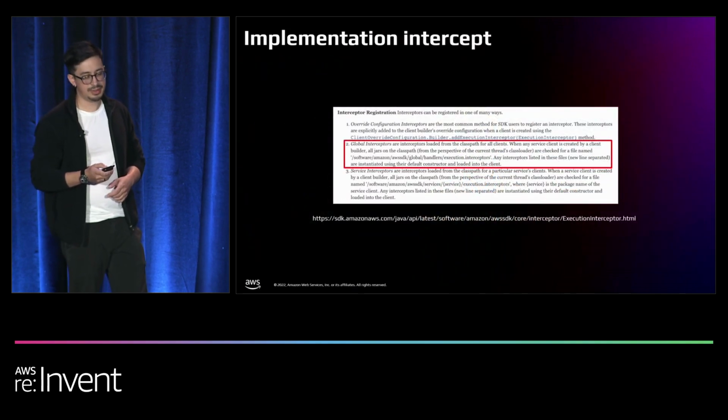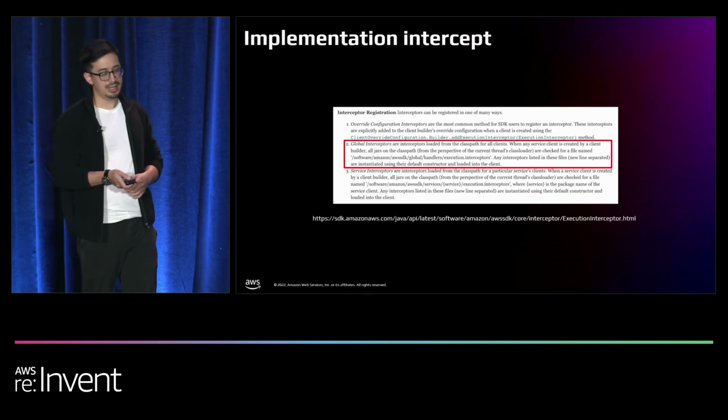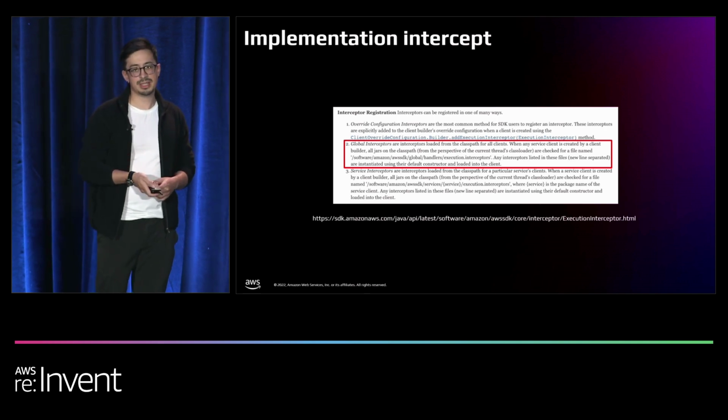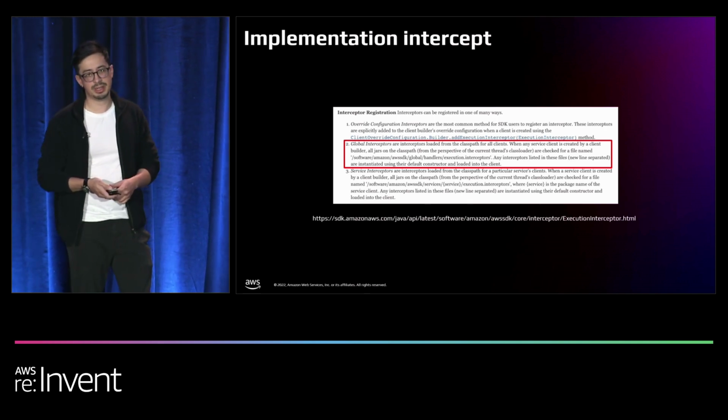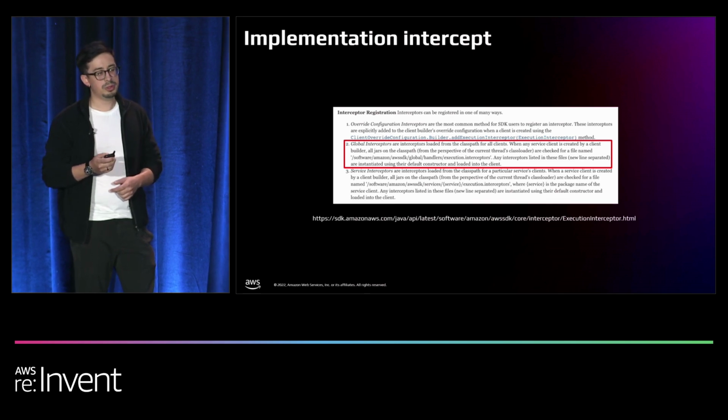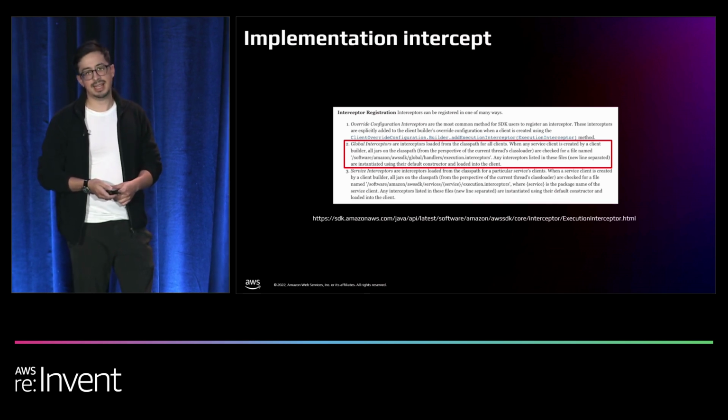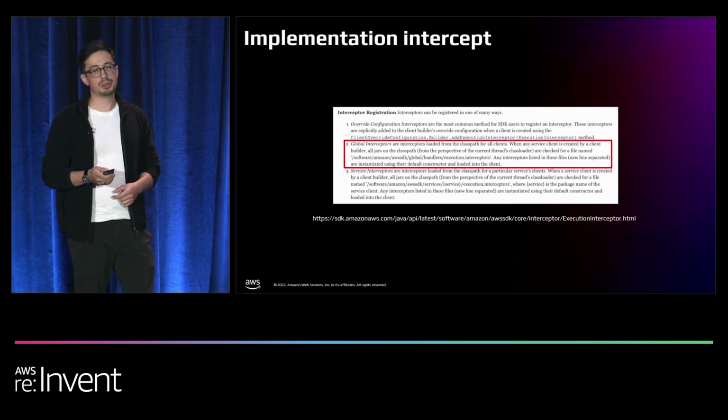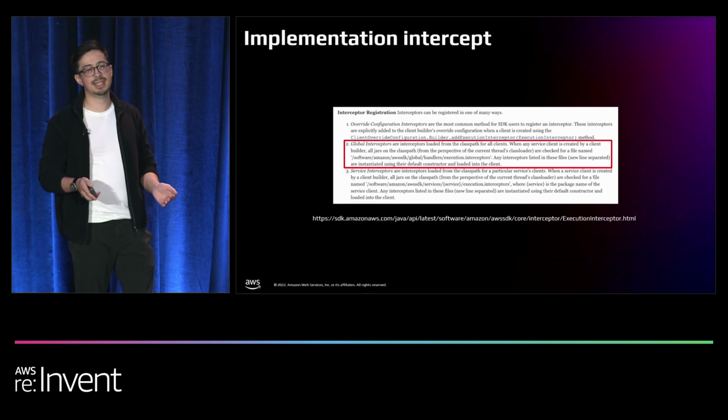So this is out of the AWS SDK for Java documentation. There's a concept of a global interceptor. And this is really interesting because when you create a client in the Java SDK, it actually goes and looks for one of these. The TLDR is it will go try to find a file in the class path, and it will take that file and look for a fully qualified class name, and it will try to instantiate that class, and then it will feed requests into that.